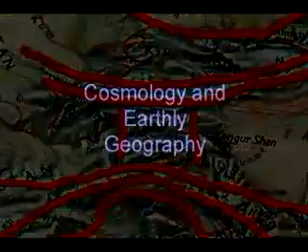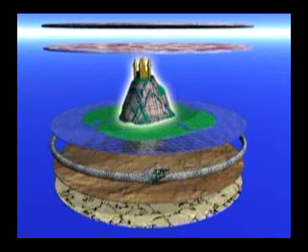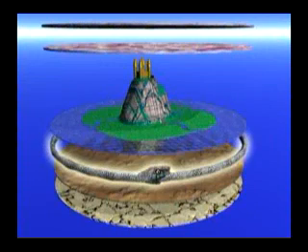Cosmology and earthly geography. There are many cosmological traditions around the world which share important features of Bhagavata cosmology. These include a cosmic axial mountain or pillar, which is often identified with a local mountain, such as Mount Olympus in Greece. These traditions also include other standard features, including those shown in this generic world model.